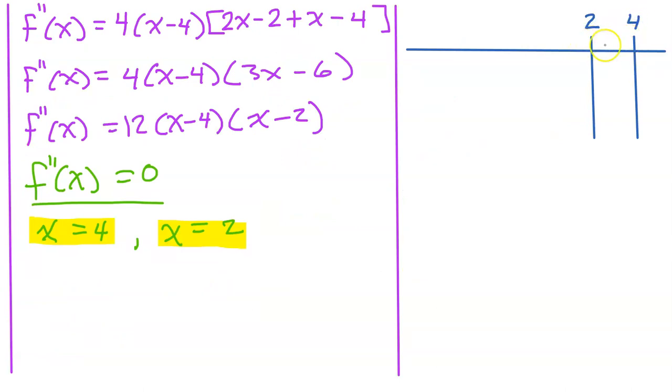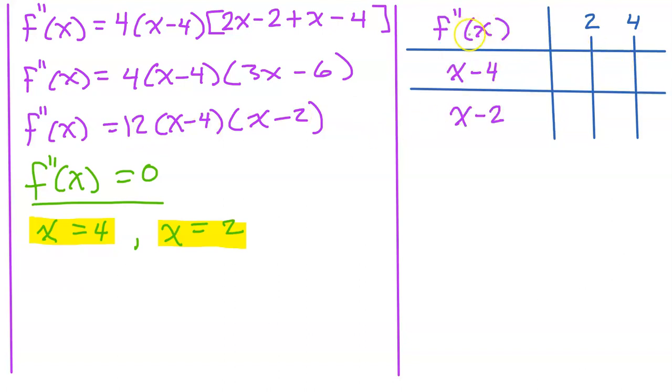So here are my 2 special numbers on the number line. I have 2 factors to keep track of, so I will need 2 rows. I don't need a row for this 12 because it is a positive constant which will not affect the signs of anything. Make sure you label your sign chart as f double prime. Now let's determine whether each of these factors is positive or negative in each interval.